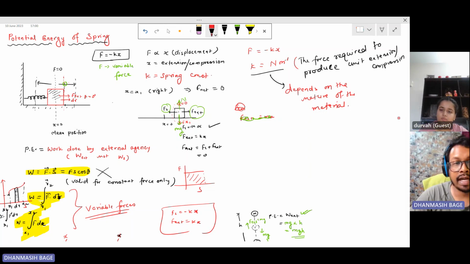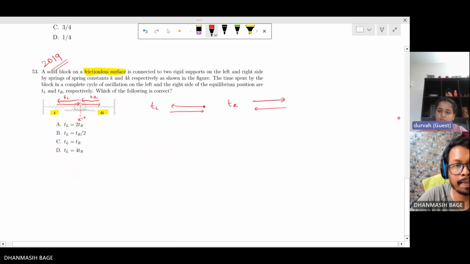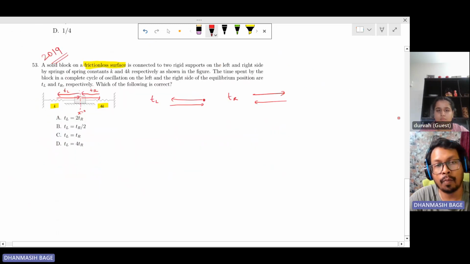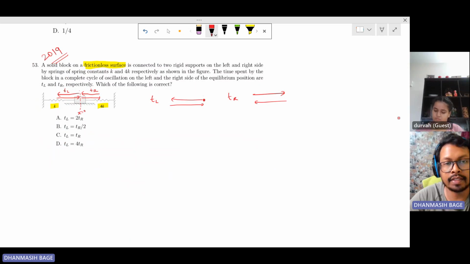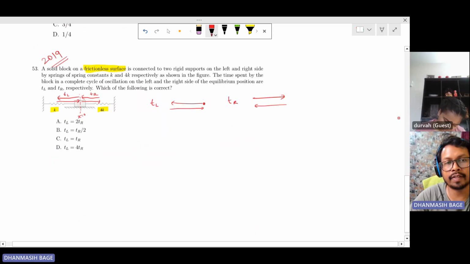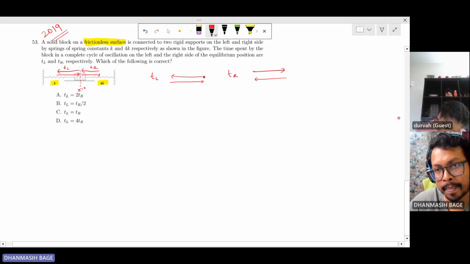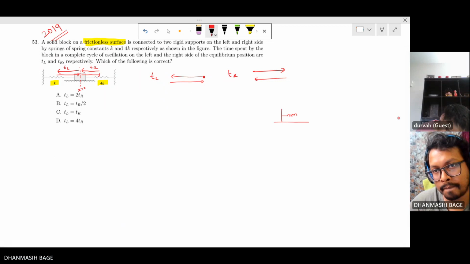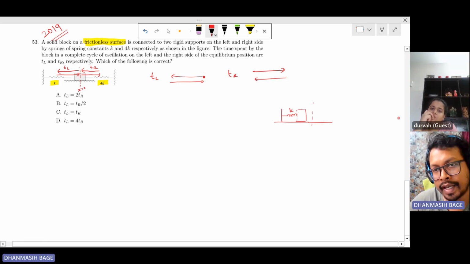So that is the thing here. Now, based on this, can you answer this question? Just see that you can understand the meaning of this. If there is a spring with a spring constant K, if you want to produce X extension here, how much force is required to produce X extension?